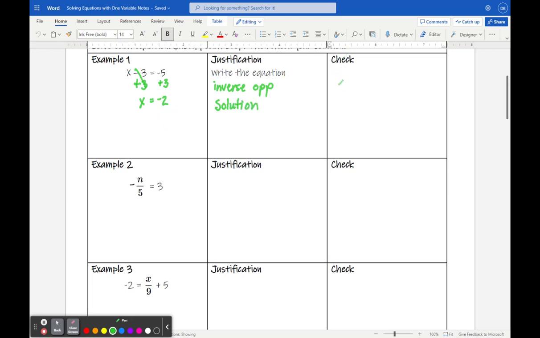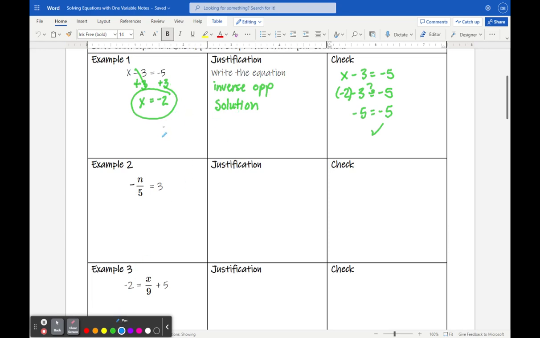Now, obviously, I want to check my work. x minus 3 equals negative 5. In order to do that, I'm going to substitute. So every time I see x, I'm going to put negative 2. So negative 2 minus 3 is equal to negative 5, or so I believe. Negative 2 minus 3 is negative 5, which is in fact equal to negative 5. That checks out, so my solution is x equals negative 2.